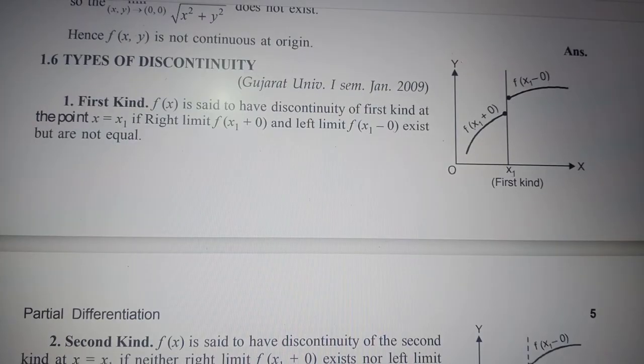Okay, next we are going to discuss the types of discontinuity. Type of discontinuity, first kind: a function is said to have discontinuity of the first kind at the point x equal to x1 if the right limit f(x1 plus 0) and the left limit f(x1 minus 0) exist but are not equal. The limits exist but they are not equal. That is the first kind of discontinuity.